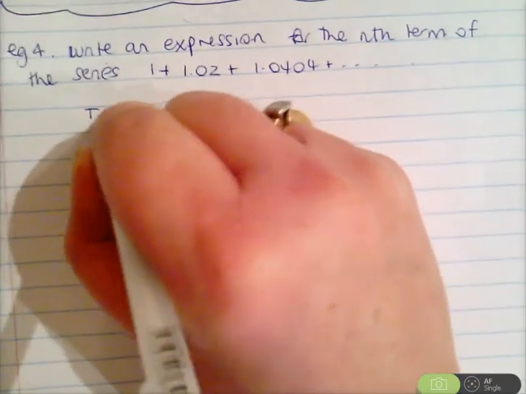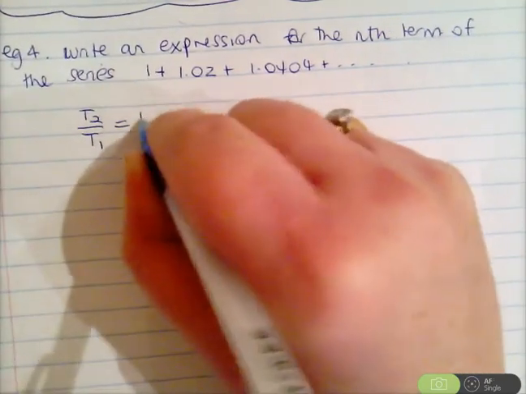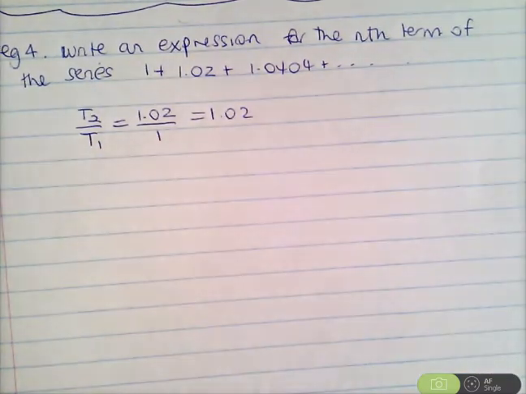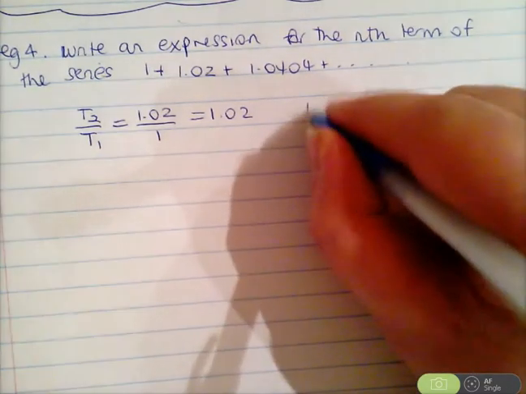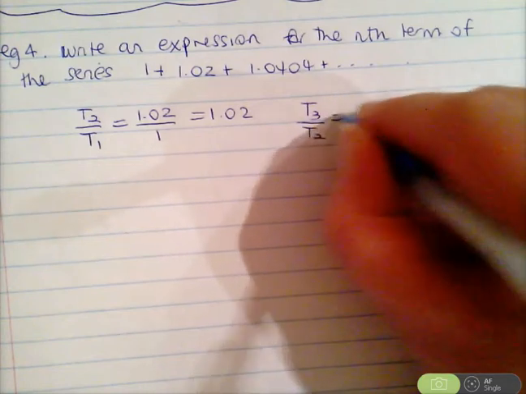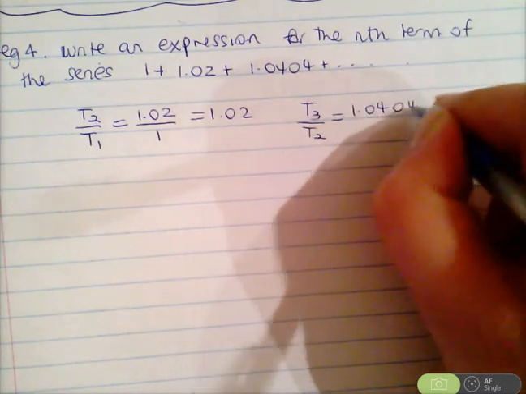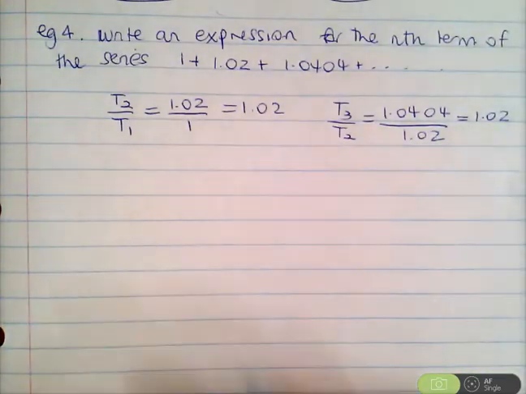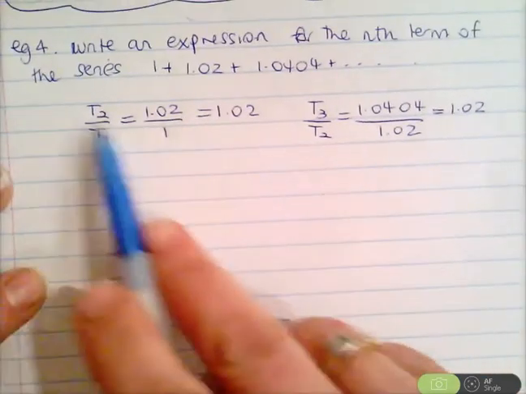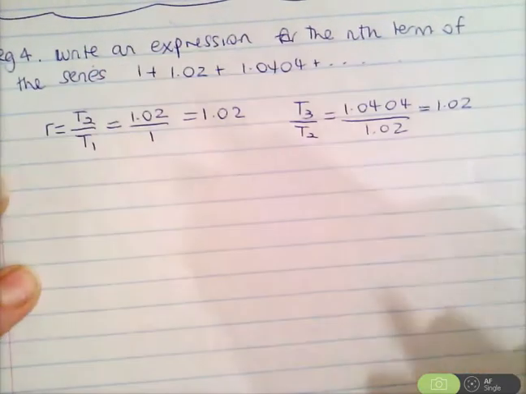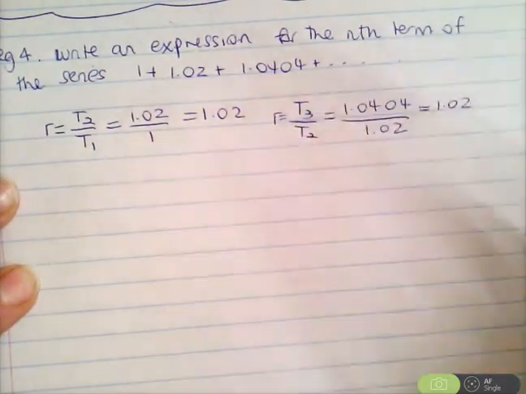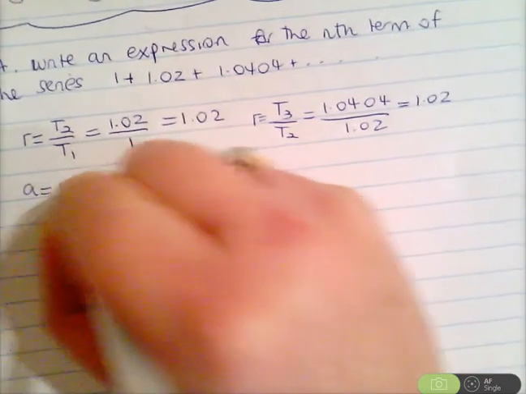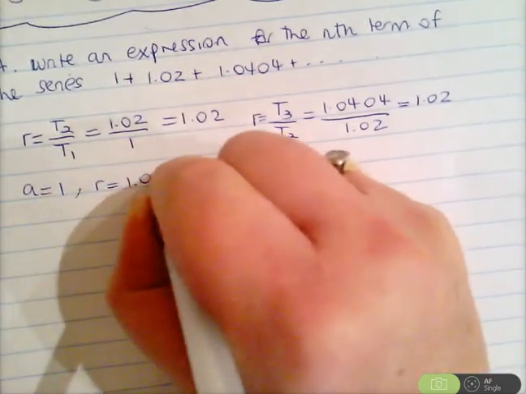So let's look at term 2 divided by term 1. That is 1.02 over 1, which is 1.02. Now term 3 divided by term 2 is 1.0404 divided by 1.02, equal to 1.02. So therefore the common ratio is 1.02. So here we've got that a is 1 and the common ratio is 1.02.